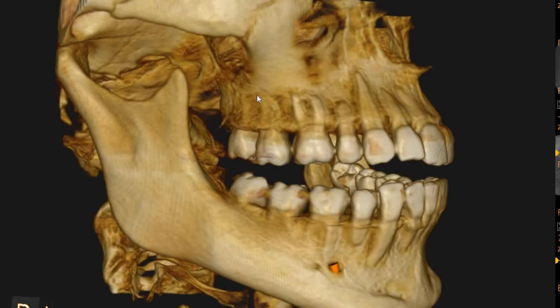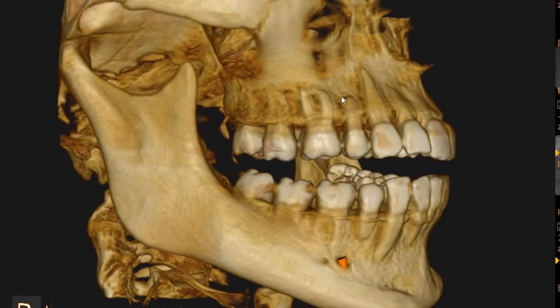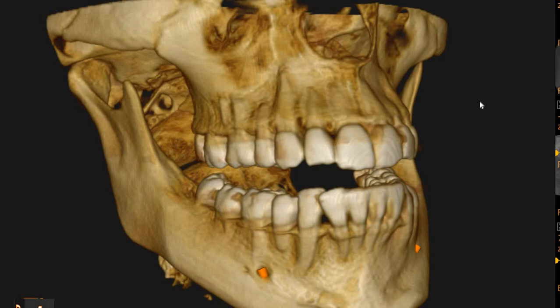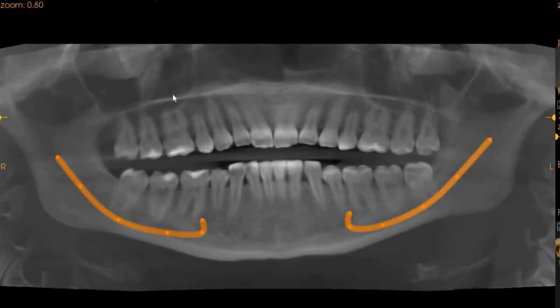Now, the area of interest here is the upper right region where there is the first molar, the second molar, and the periodontal spaces between them. The patient is complaining of mild discomfort. This is the 3D rendering of the patient. This is the OPG. As you can see, we don't see any major pathologies, but we do see two restorations in the upper right 6 and 7.